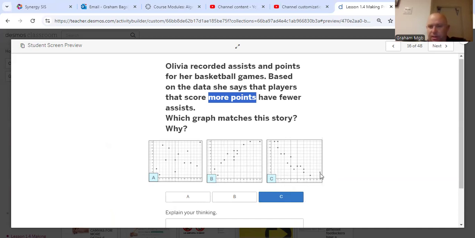And if I look on this picture here, you can see that they have very few assists. It looks like 2. Whereas if I look on this picture, somebody with more points, you can see is actually having a lot more assists as well, which is another good reason why it's not answer B.